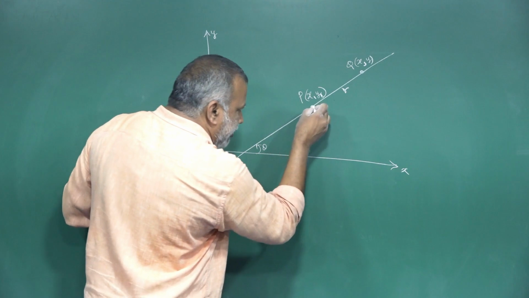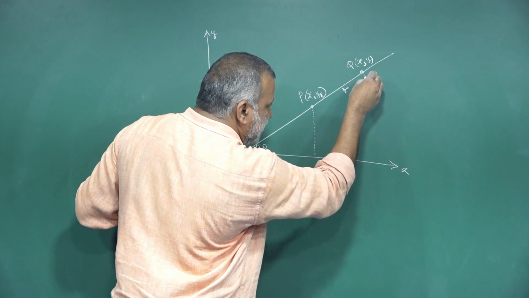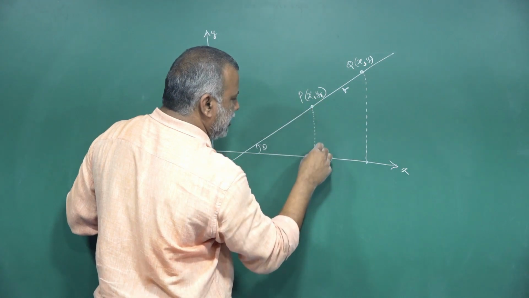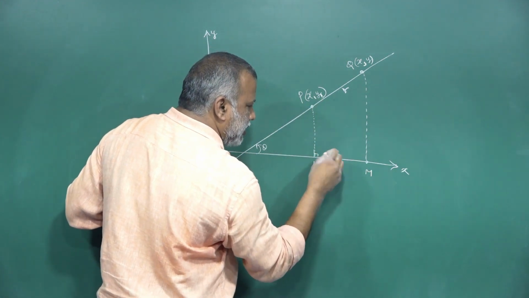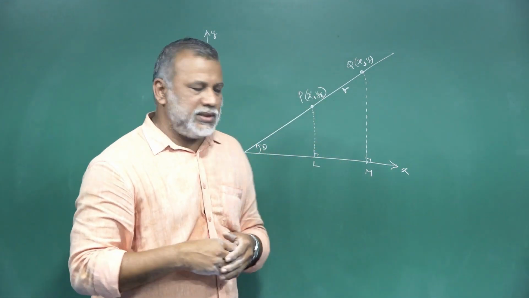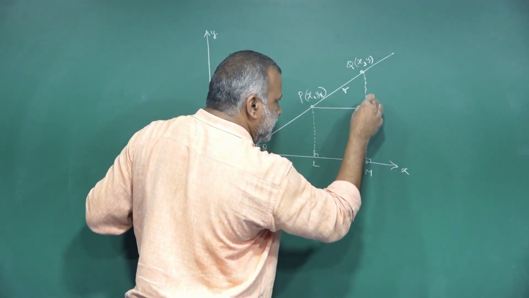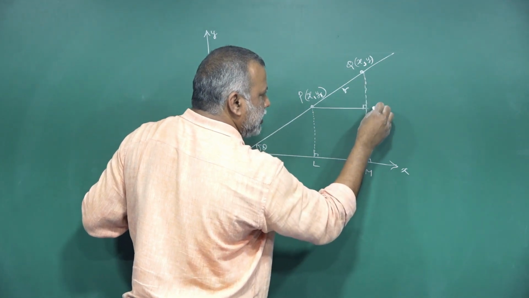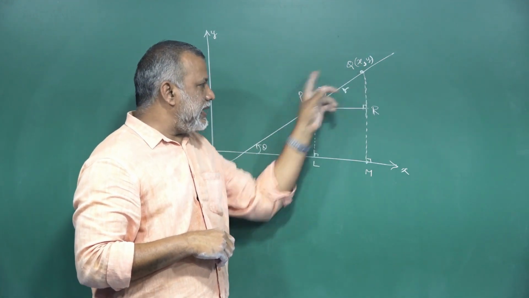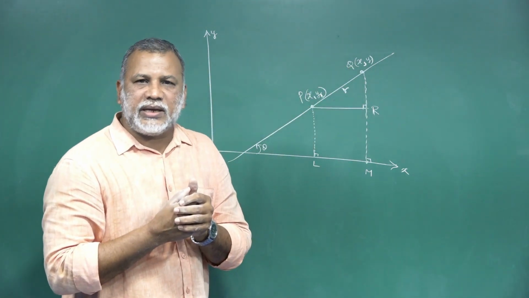Now listen. From these points, I am drawing perpendicular lines. Say PQ already, we are giving the names L and M. Draw PL and QM perpendicular to the x-axis. From this, I am drawing one more perpendicular line. Give the name R. So we are getting a right angle triangle PRQ. You are able to get a right angle triangle here.